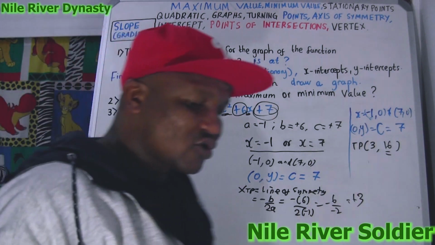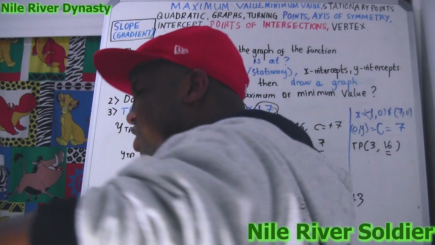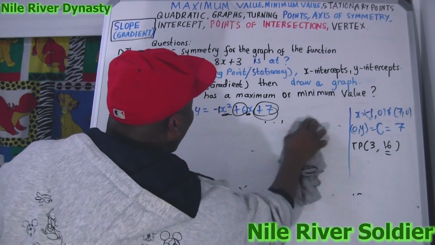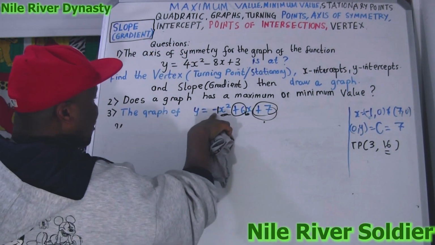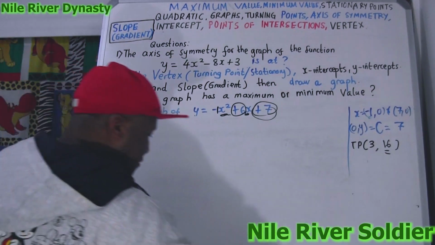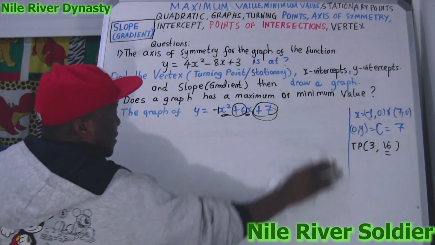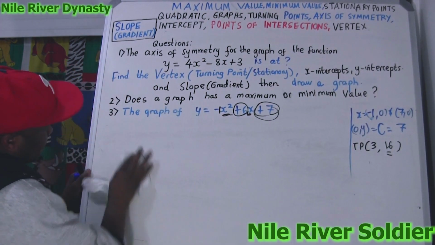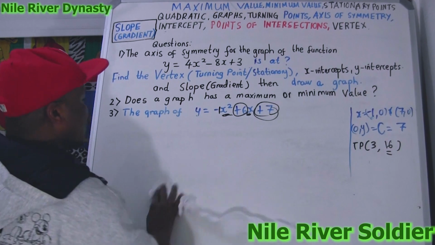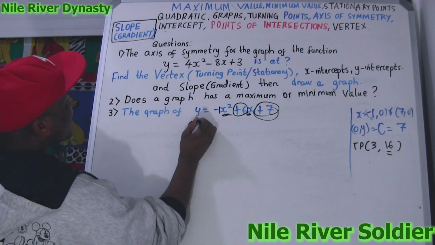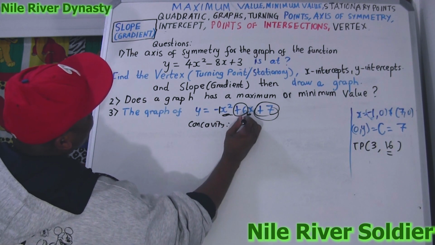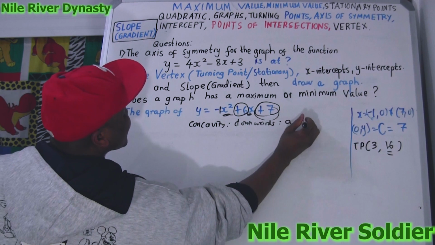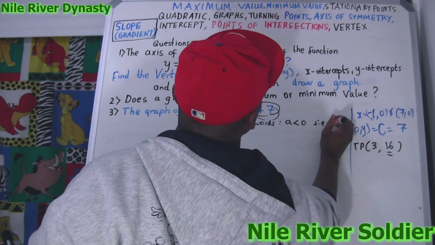So what we can do then is draw our graph, because we have all the information. Let's draw now. We know this graph is going to be concave. How is it going to be concave? Guess for me. It's going to be concave downward, because a is less than 0. Concave downward because a is less than 0, since a equals negative 1.